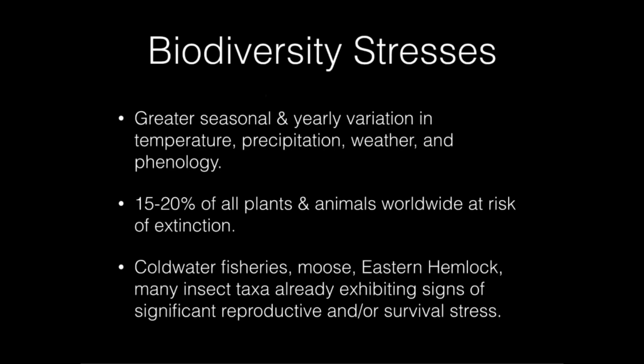And then in the Northeast, we've got cold water fisheries, we've got moose, we've got eastern hemlock, we've got insect taxa, and there's just a lot of reproductive and survival stress that we witness within our biodiversity. And that's not just in North America and the Upper Valley, but it's all over the world. And we are starting to notice these things with our information sharing and social media and scientific articles. I think we're a lot more aware of it.